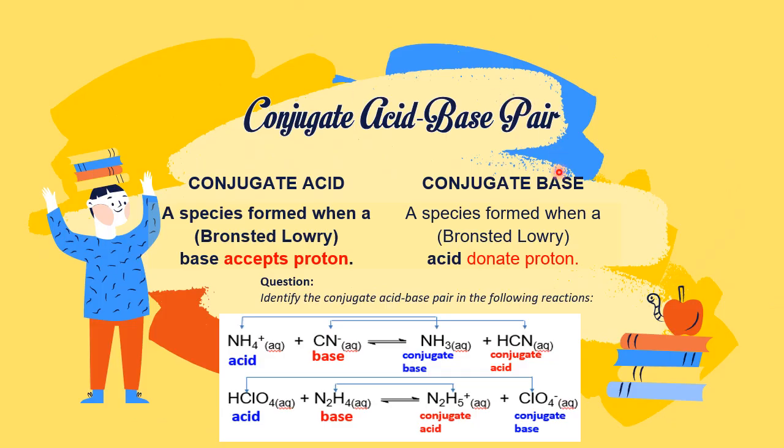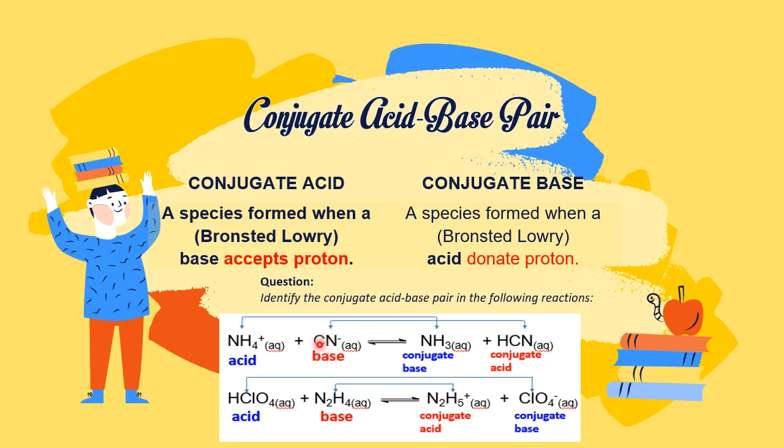Next, this is what I said just now about conjugate acid base pair. The conjugate acid and conjugate base pair is according to Bronsted-Lowry. A conjugate acid is a species formed when a Bronsted-Lowry base accepts a proton. We look at this example. This is acid, so it will donate a proton. Once it donates a proton, it becomes conjugate base. So this is the definition for conjugate base: a species formed when a Bronsted-Lowry acid donates a proton.